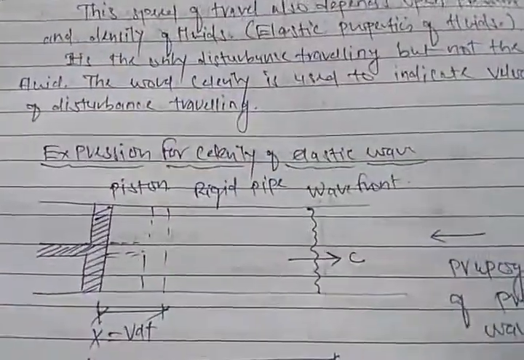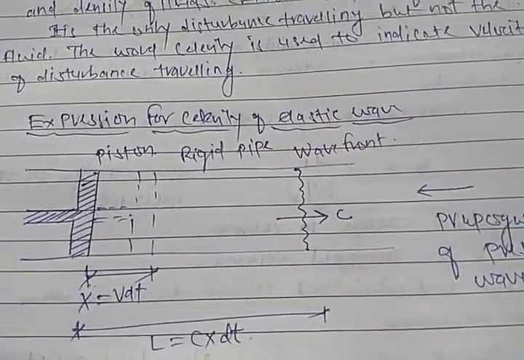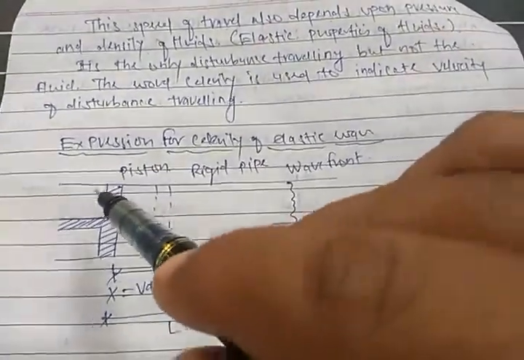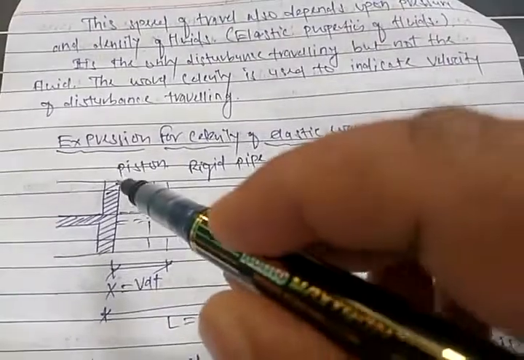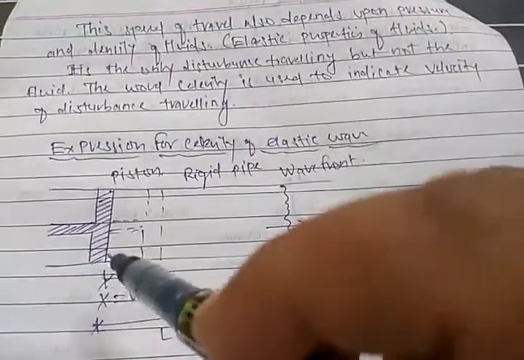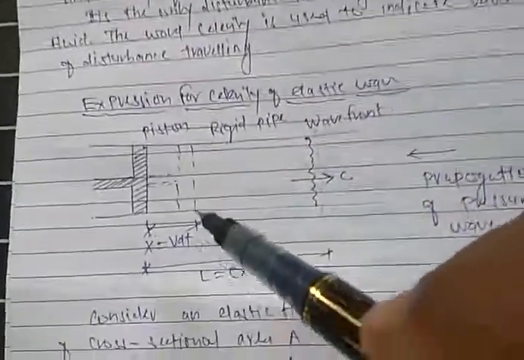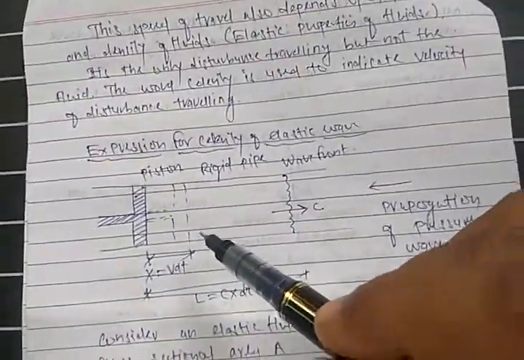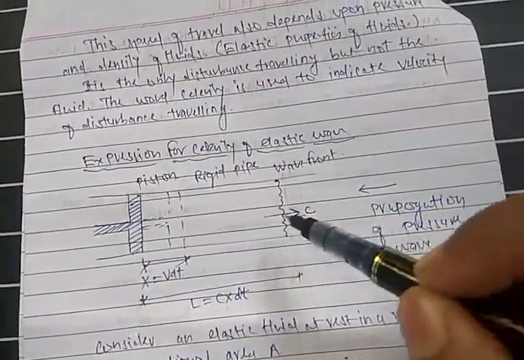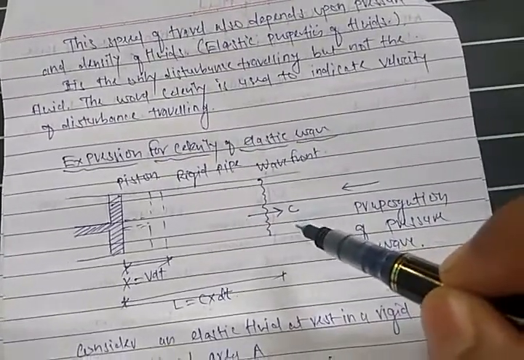Okay, so this is the expression for celerity of an elastic wave. Consider this to be a rigid pipe, and in the rigid pipe a close fitting piston is there. This is the first position of the piston. This dotted line shows the second position of the piston. This is the wave front, which is traveling with velocity c.